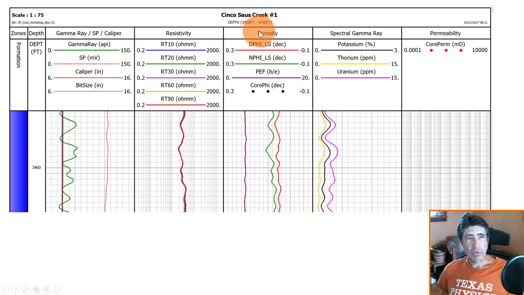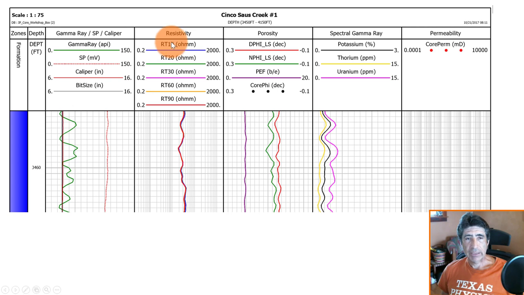What are the logs that we're going to be showing? This is the plot, the formation boundaries. We're going to have depths in feet, same with the core measurements. Bear in mind that the well logs here have already been shifted in depth to coincide with the depth of the core measurements. So the well logs have been depth matched to the core samples. That's an important point. So we have the gamma ray log, spontaneous potential. This well was drilled with water-based mud, caliper, and bit size.